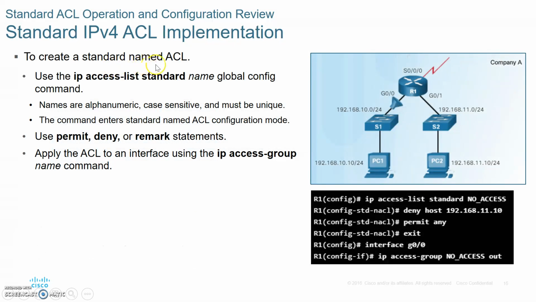So for standard named access control list, we start with the command ip access-list standard, followed by the name. The prompt will change. And then you write your permit or deny statement. At the end of it, you just exit, and then to apply, go to the interface, again ip access-group with the name, and then the direction in or out.